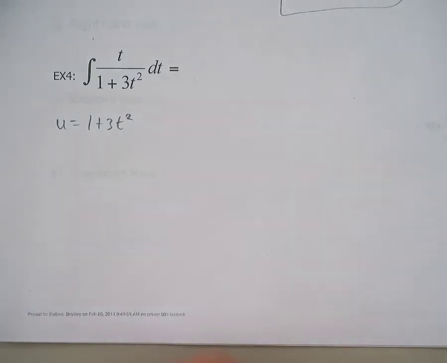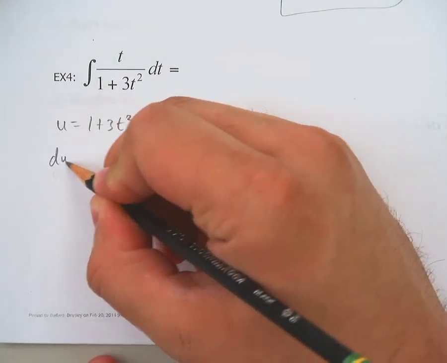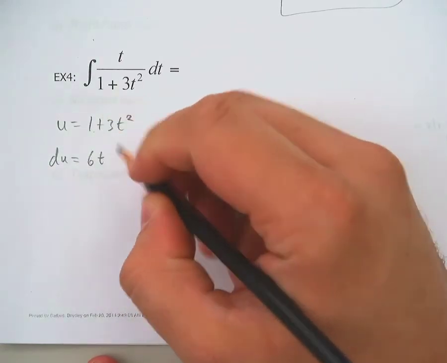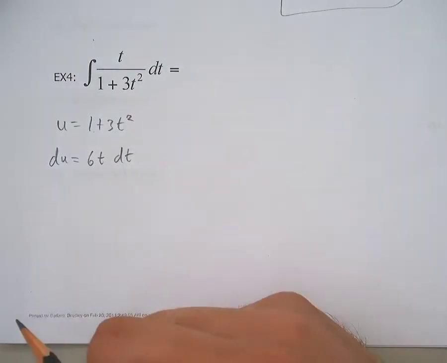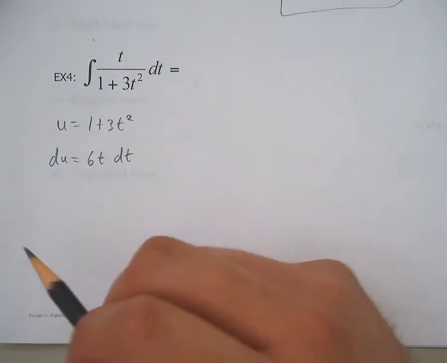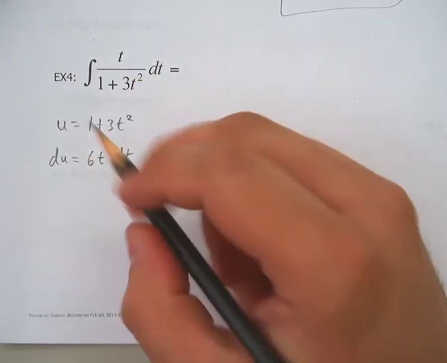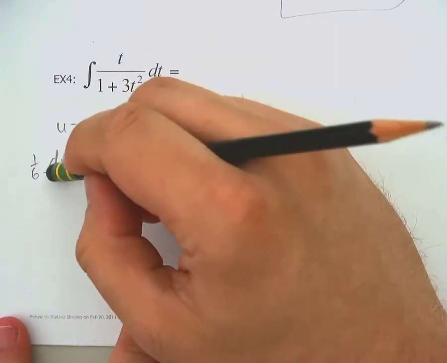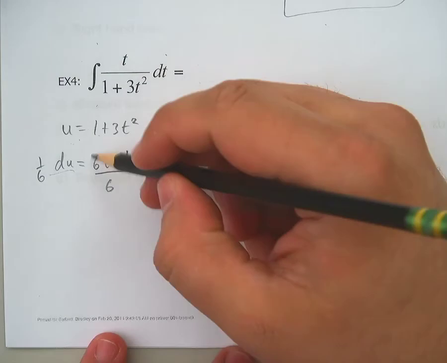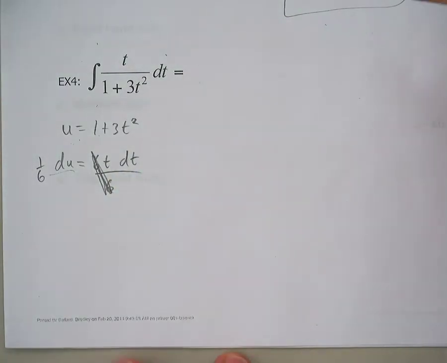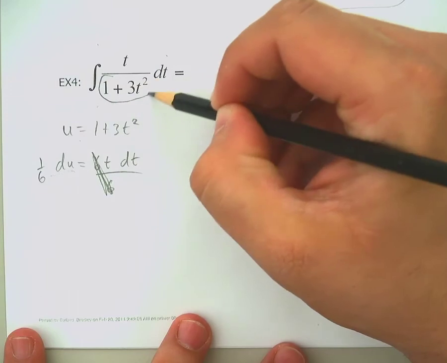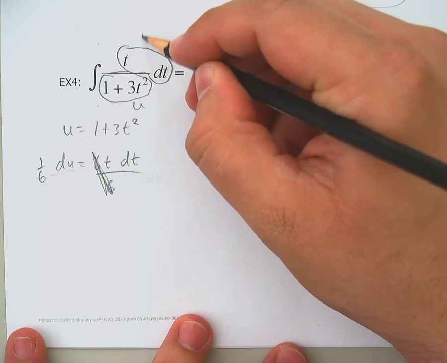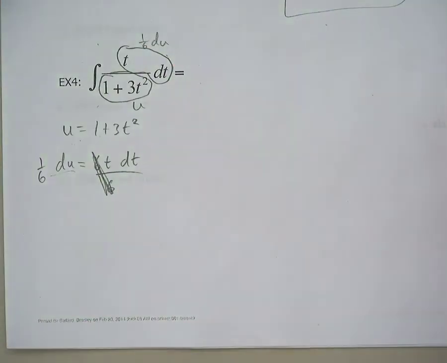So I've got u is 1 plus 3t squared, so du, the derivative of 1 is 0, so this will be 6t dt. Alright, and I've got a t dt, but I don't have a 6, so I'm going to get rid of that 6 there, or multiply by 1 over 6 instead of dividing. It makes it a little bit easier to see. So I've got u is all this. I've got 1 over 6 du is this.